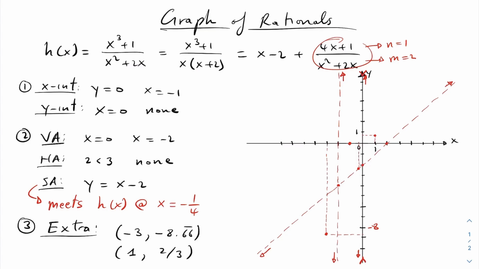Finally, with everything marked down, I can go ahead and connect all these things to have my graph. And so for the first portion here, I'm going to connect these two arrows with the point negative 3, negative 8.66. And then in the middle portion here, I'm going to go from the top arrow here, meeting the point negative 1, 0, then cutting the oblique asymptote here to reach my second arrow on the bottom here. And then for the right portion of my graph, I'm going to go ahead and connect these two arrows again while reaching for the point of coordinate 1, 2/3. And with that, we are done.